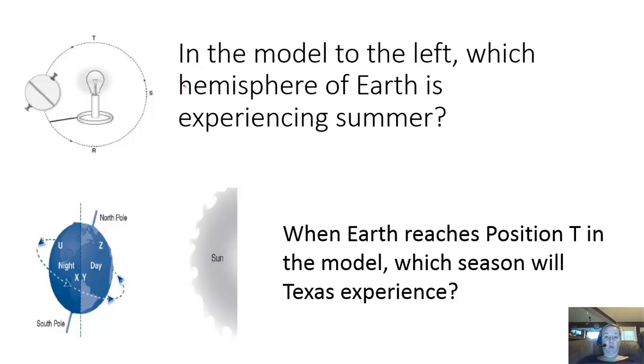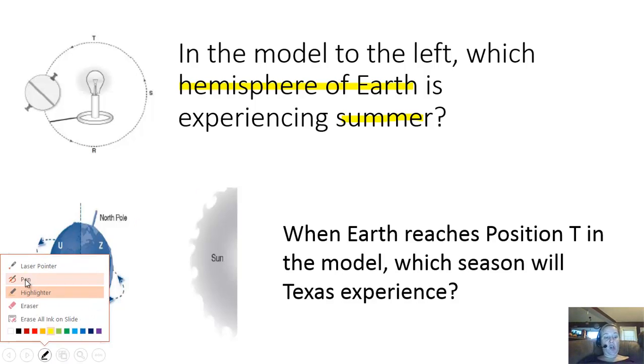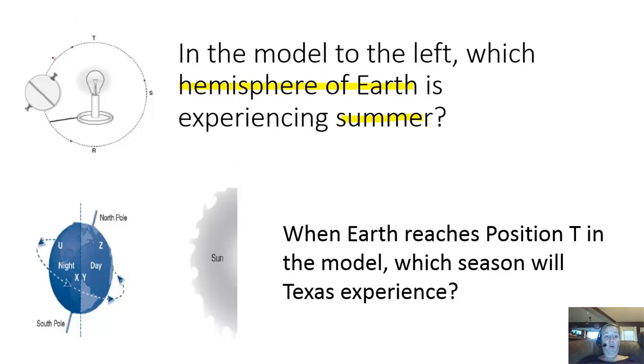All right, in the model to the left, which hemisphere of Earth is experiencing summer? Well, the first thing I want to do is highlight the important things. I know that has to do with the Earth's tilt. So, which side is tilting towards the light? And in this case, we're using a light bulb as the sun. We can see that the sun is hitting the northern hemisphere more directly. So, it would be the northern hemisphere. And if it's summer in the north, it is winter in the southern hemisphere.